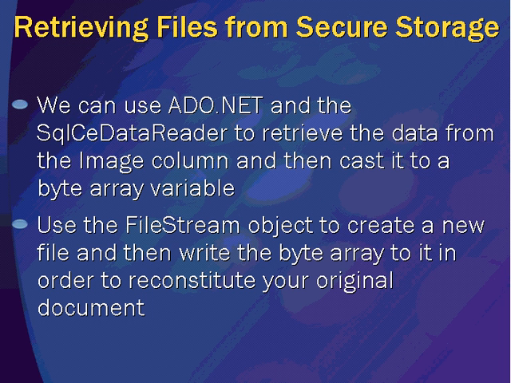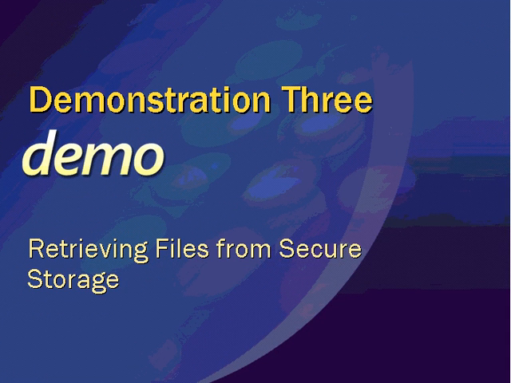Again, we'll use ADO.NET. This time we're going to use the SQL CE data reader to read through that table and then pull the byte array image from the image column. And we'll have to cast it explicitly to a byte array variable that we've already created. And then we're going to use the file stream object to create a new file, and we'll create it right in the same place where it was before. And so we actually create the file, and then we're going to write that byte array data into it. And so we've beamed your file back to where it came from, and it'll be reconstituted on your Pocket PC, and everybody will be happy.